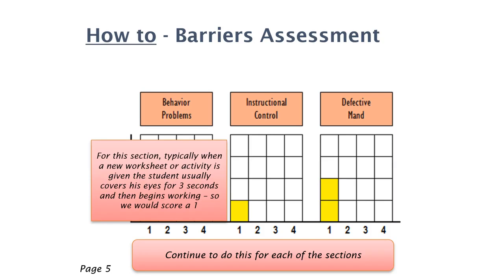In this next example, when presented with novel work, the student covers their eyes for 3 seconds, but then starts to work. This is a minor behavior with quick recovery, so we would score it a 1. You will continue to do this for each section using the protocol book's criteria to determine the score. Once this is completed, we can move on to the transition assessment.